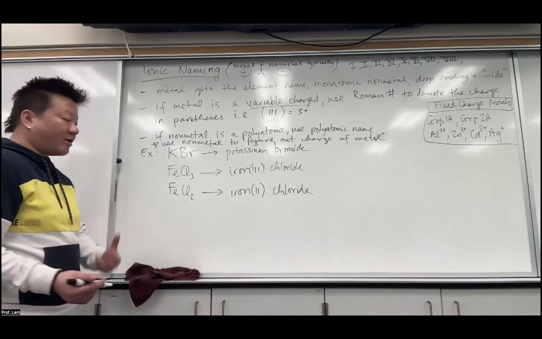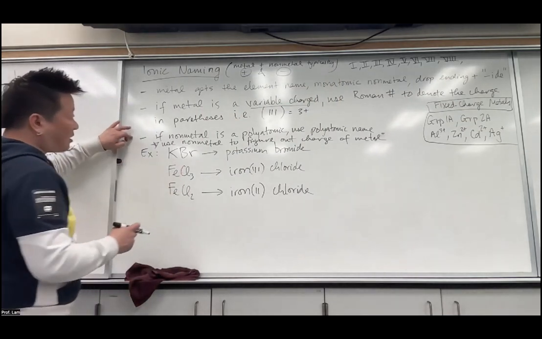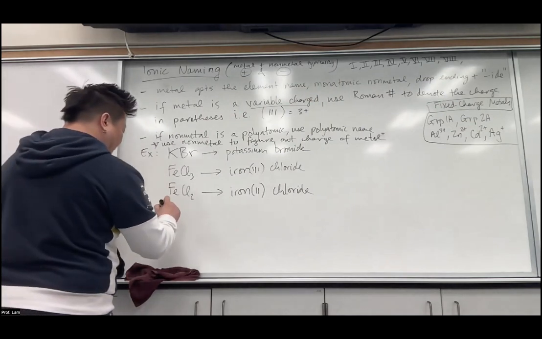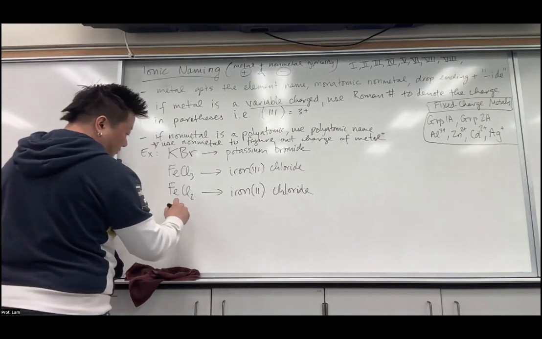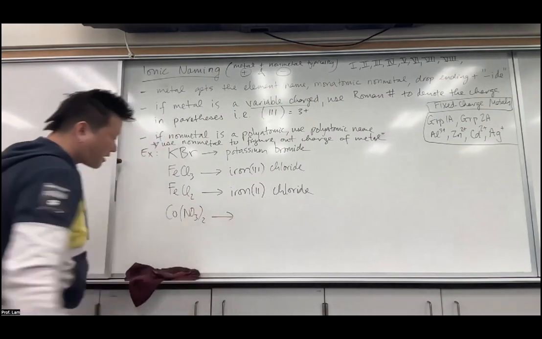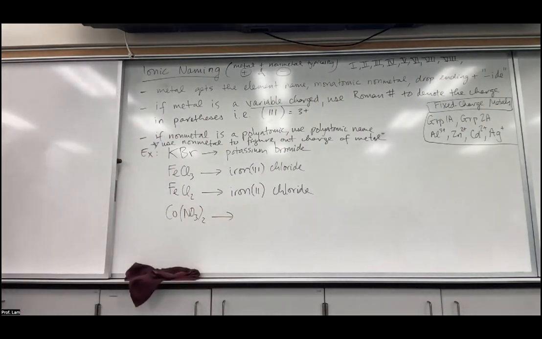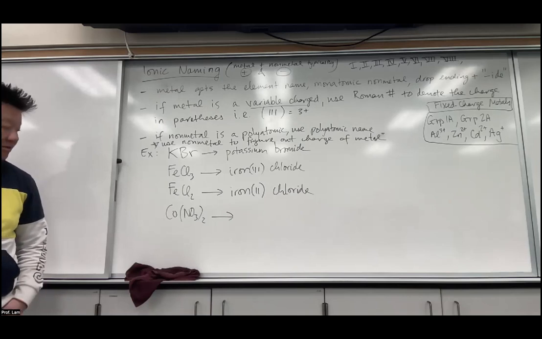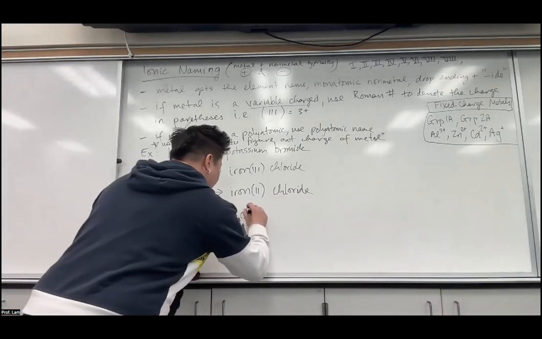Okay, let's do it the other way around. Let's do one where we use the third rule, okay? So something like this. Okay, name that one. Very good. Cobalt 2 nitrate.